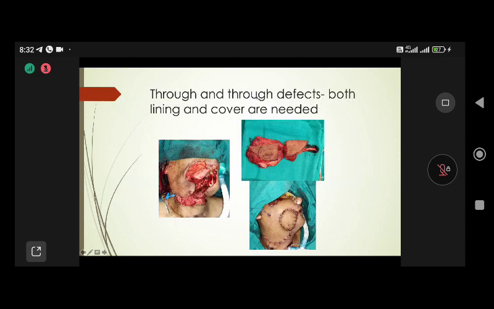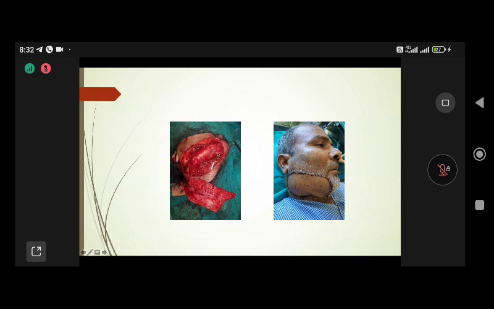Through and through defect, where both lining and cover are needed. In a soft tissue defect, we can use the ALT flap for lining as well as the cover. And if a bony defect is also there, then we can use the double paddle free fibula for reconstruction of bone, lining, as well as the cover.